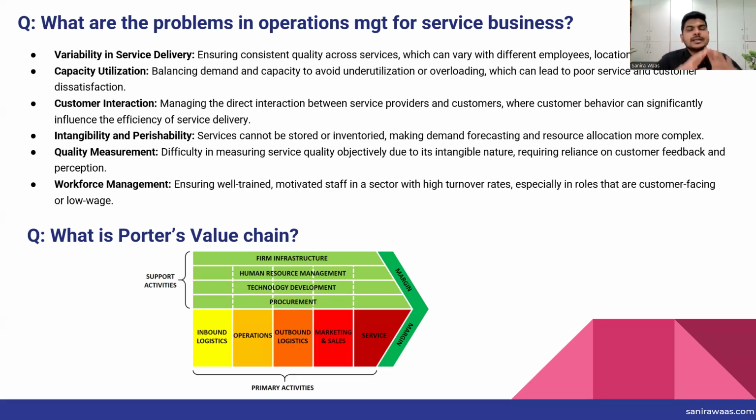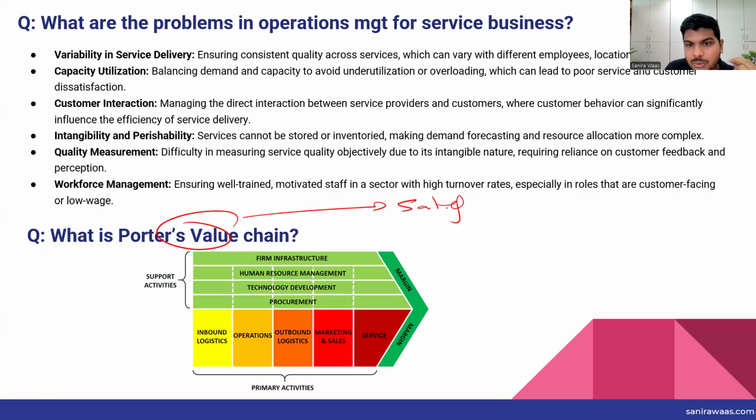Then, in this entire supply chain and operations management topic, the concept comes from Porter, known as Porter's value chain. Porter's value chain suggests that any business can provide value. Value means you are offering something to customers.